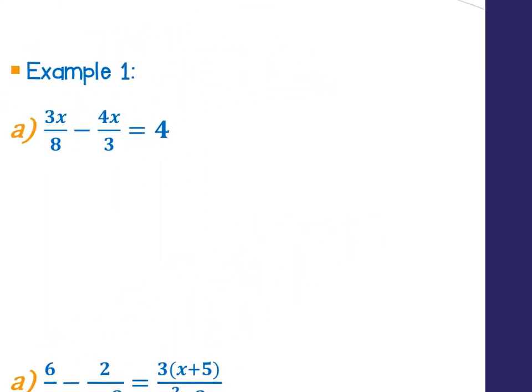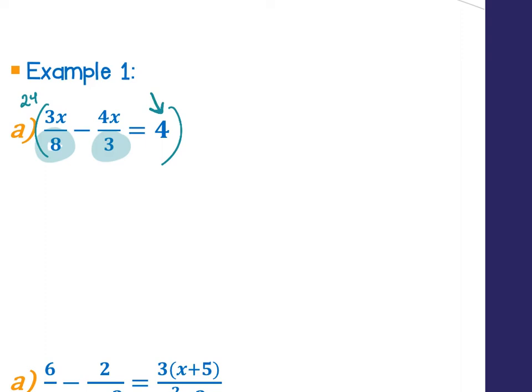So if I zoom in on just the first one, it says 3x over 8 minus 4x over 3 equals 4. So I want to just look at 8 and 3 and say, okay, what do they both go into? Which would be 24. Multiply everything in the equation by 24. And the biggest mistake people make with these is forgetting to come across to that 4. So make sure you don't forget.